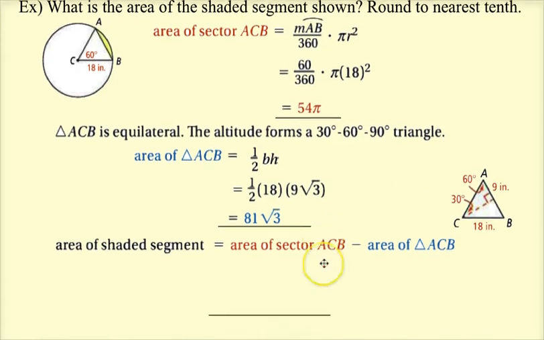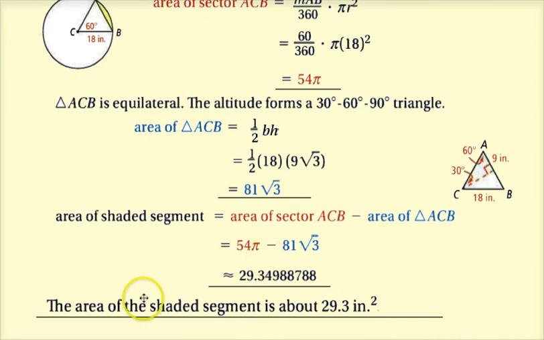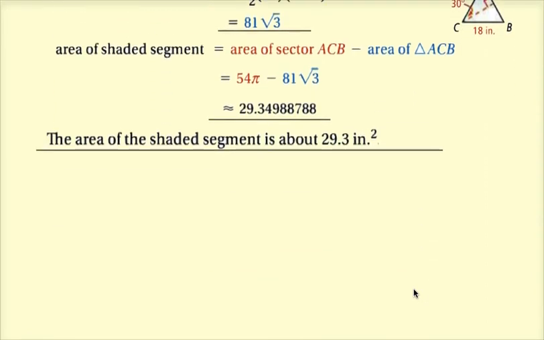So now the area of the shaded segment is the area of the sector, which I found 54 pi, minus 81 radical 3, because that's the area of the triangle. And I'll just do that in my calculator. Okay, and they'll tell me how to round it off. Since they didn't say that, I'm just going to say the area of this shaded segment is about 29.3 inches squared. So that one's a little bit trickier, but we'll practice both of those tomorrow.